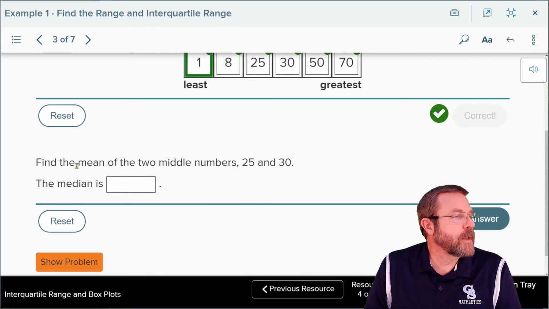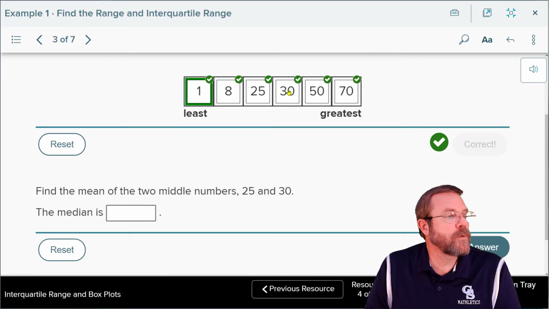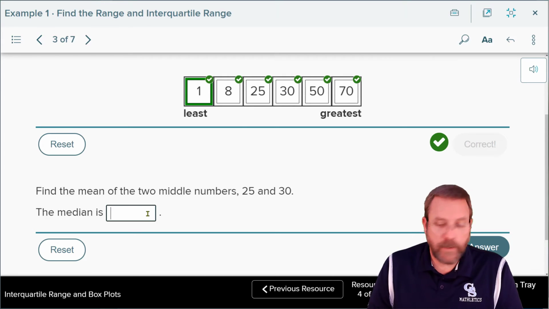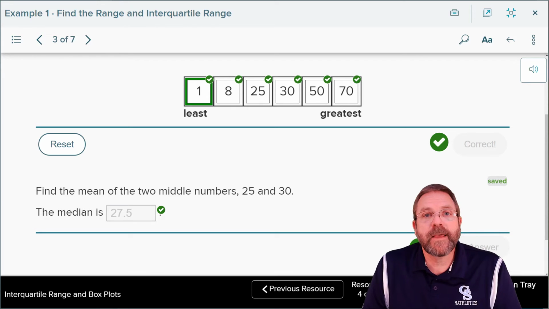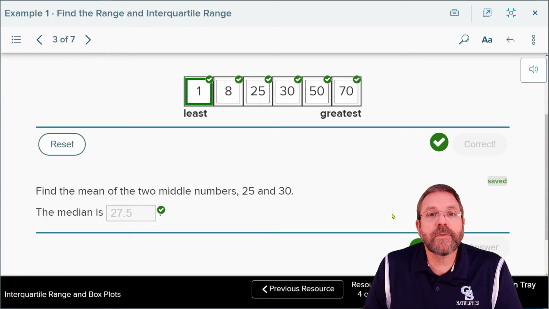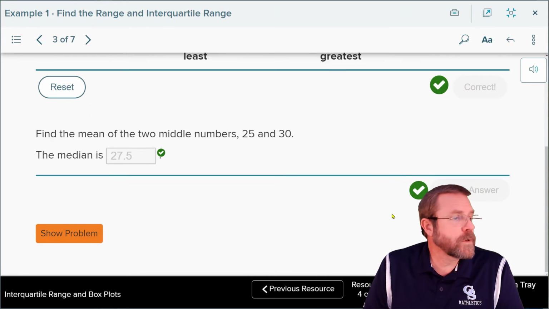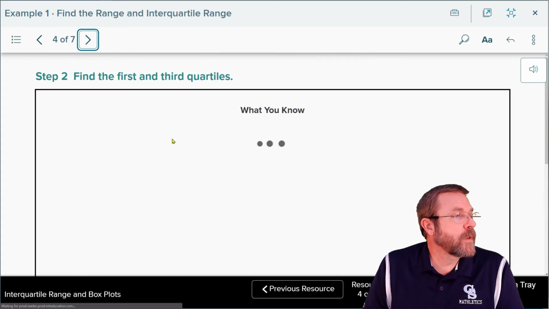Then we're going to find the mean of the two middle values. My two middle values are 25 and 30. 25 plus 30 is going to be 55. 55 divided by 2 is going to be 27.5. Check that. That's the mean of those two, and it's also going to become the median of the entire data set, also known as the second quartile. Move it along from there.